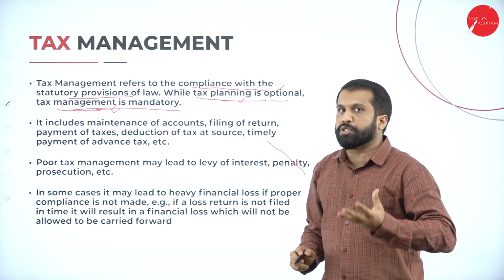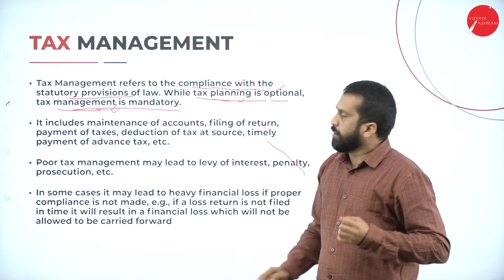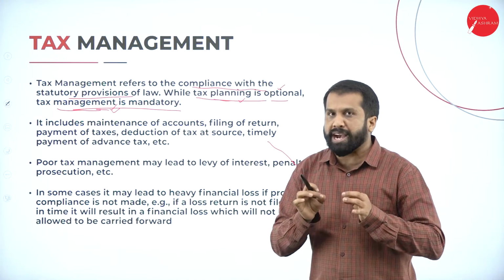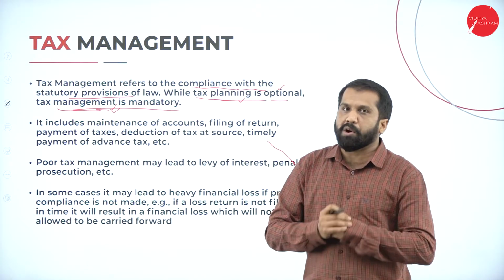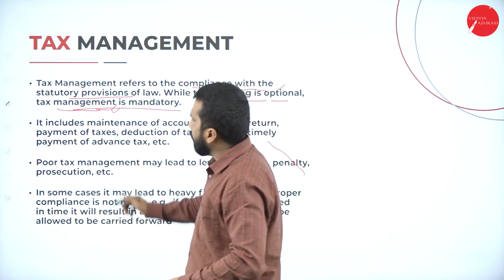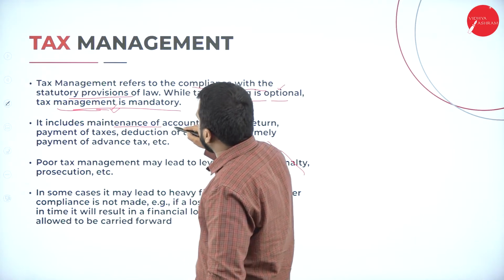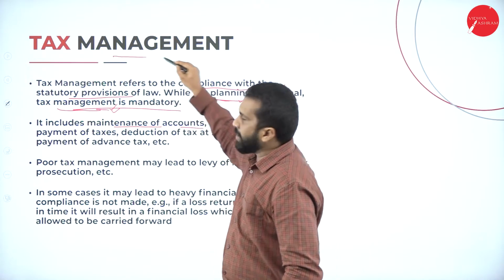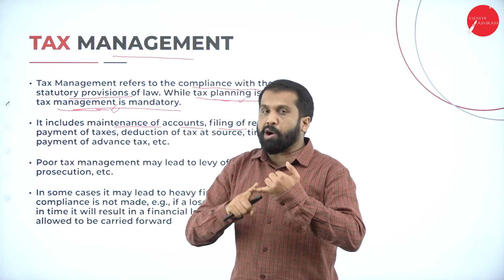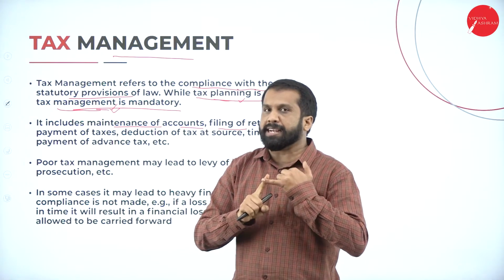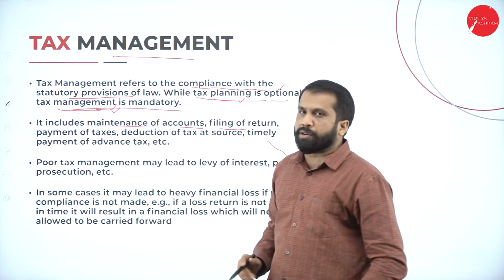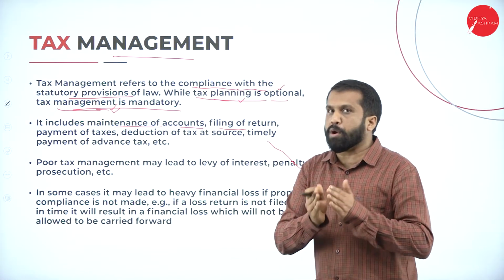Tax planning is optional. If you want, you can go. Tax management is mandatory, compulsory. You have to file your tax on time. Then it includes maintenance of accounts, filing of returns. See, what is management? As I told you, on-time filing of your tax. Now, under this, what will come? Maintenance of accounts. You have to maintain your books properly.